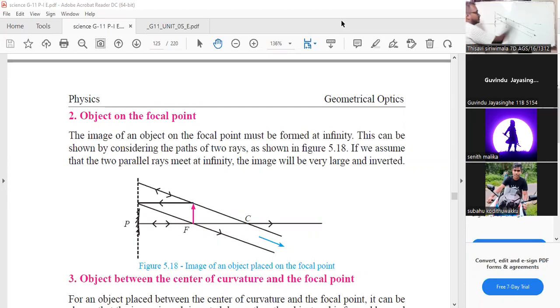According to the diagram, you can see the two rays are parallel, right? And the image will be forming at infinity. Again, we have selected the two same rays like the previous.